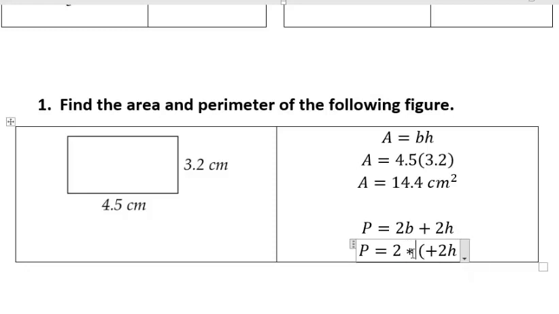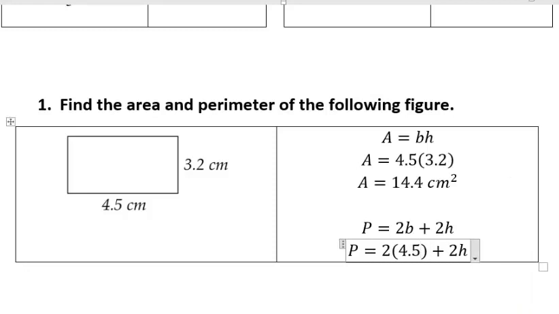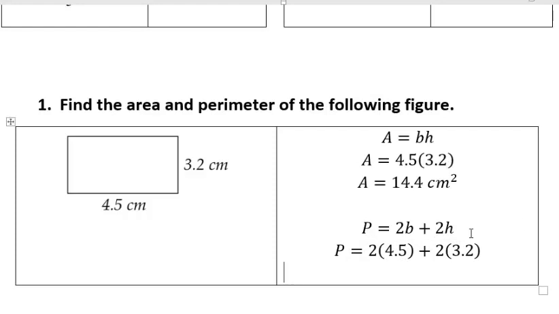Which one is the base? The base is 4.5 in this case. And the height will be 3.2. Okay, so 2 times 4.5 plus 2 times 3.2. The answer will be 15.4. So I'm going to put 15.4 centimeters. Okay, now perimeter works with linear units, so I'm not going to put this squared. Only with area it's going to be squared. Okay, so those will be the two answers for area and perimeter of this figure.